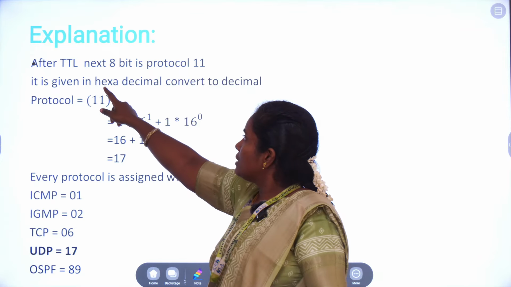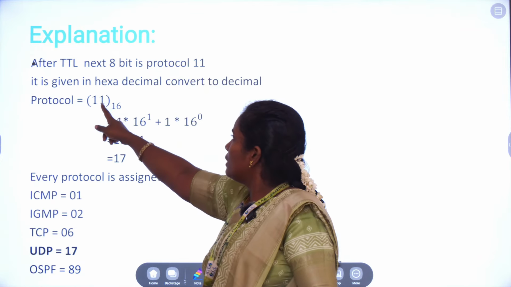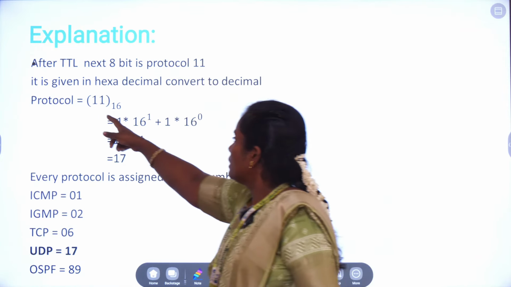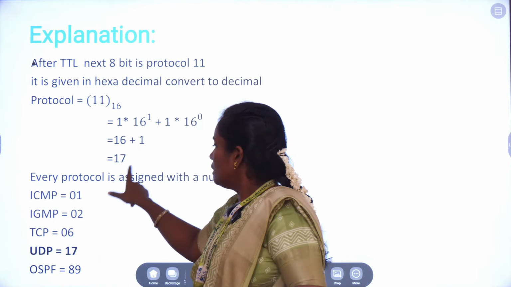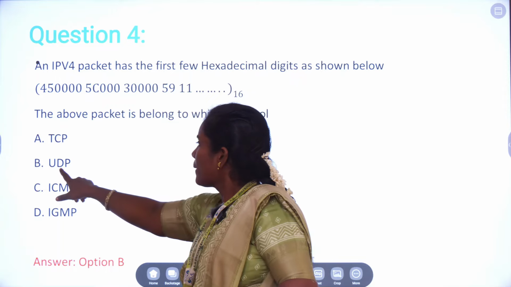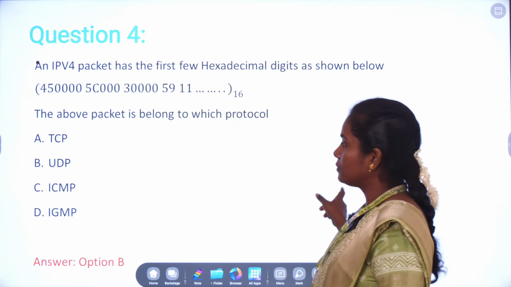And thus after TTL, the next 8 bits are the protocol field, 1111. It is given in hexadecimal. I converted it into decimal, that is 17. The protocol number for 17 is UDP, whereas TCP is 6. So the answer is UDP.